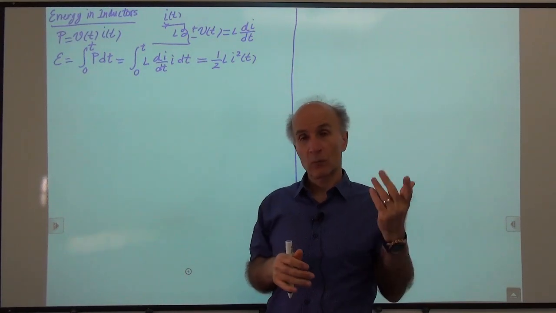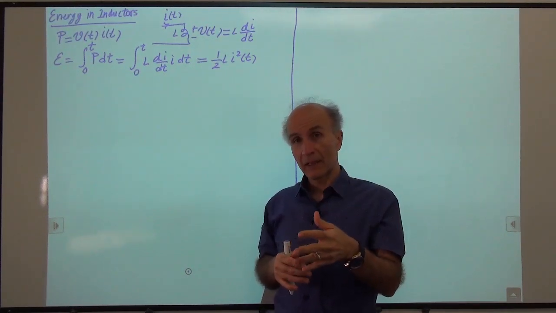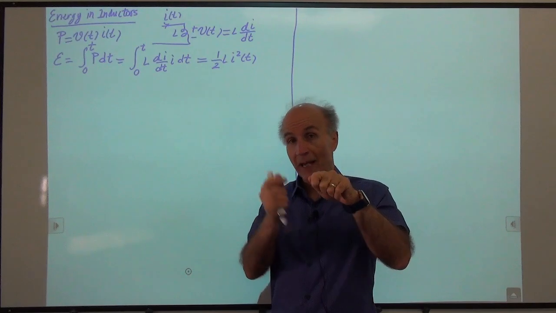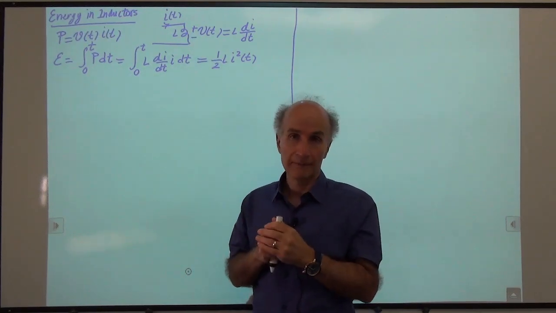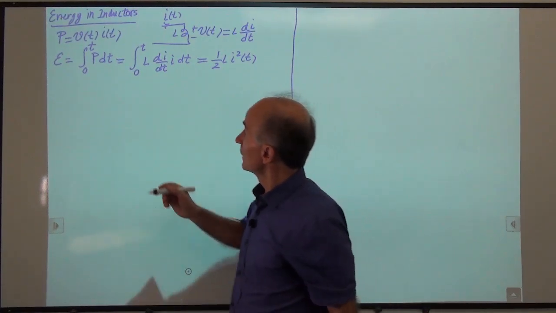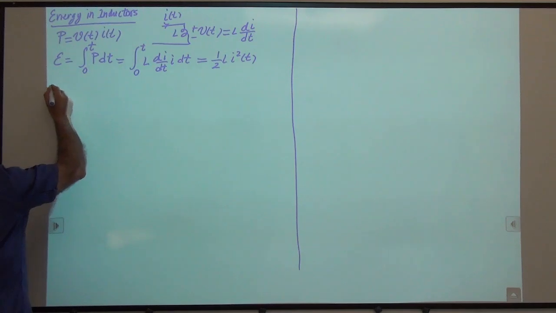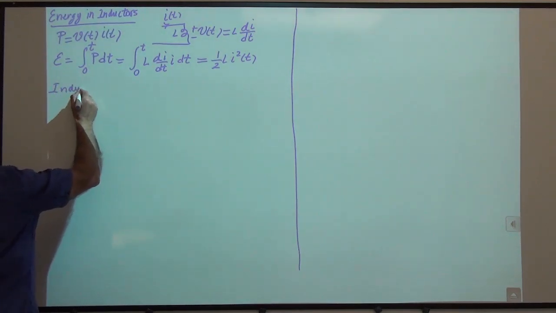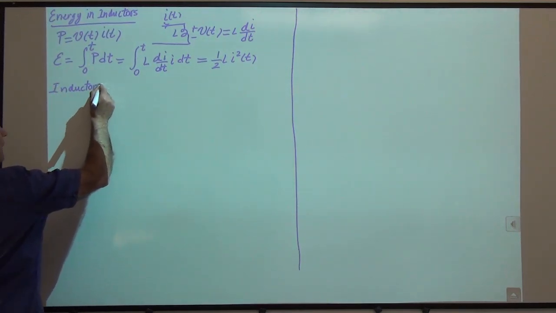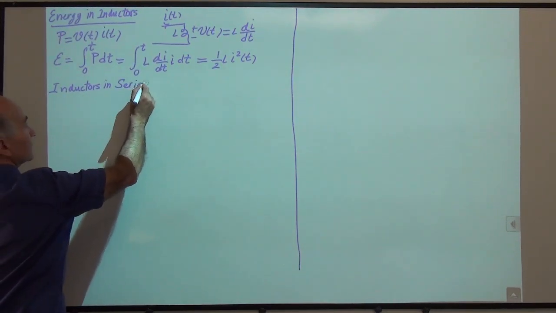For a capacitor, we had 1/2 CV squared. It was 1/2 times the capacitance times the voltage across the capacitor at that moment squared. Okay, so that's the simple equation that we have. That's one little point that we need to know. And the next property relates to inductors in series.